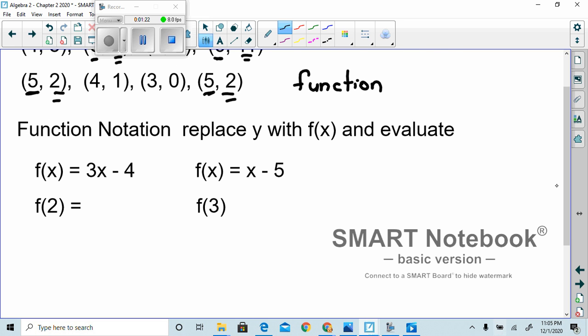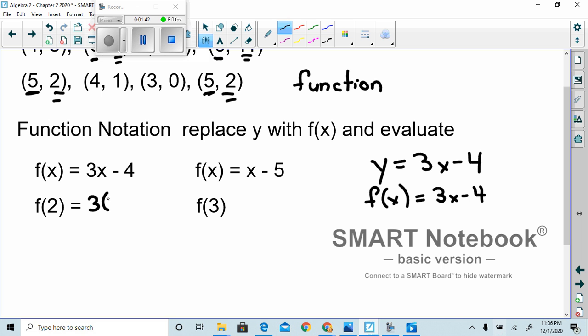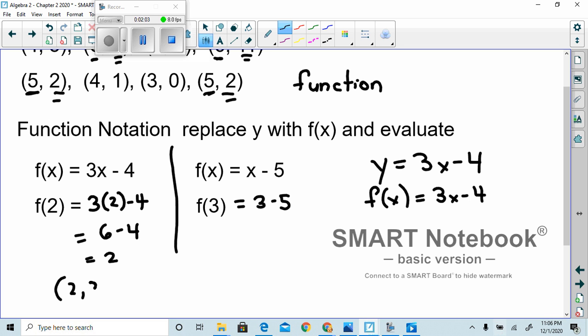We then went into something called function notation, where we replaced y with f of x. So if we had an equation originally that looked like this, and we took y out and replaced it, we had function notation, and now we're going to evaluate at a given point. So we're going to evaluate at 2. We're looking at a second function, and this is the rule. When we look at the rule here, we're going to replace and simplify. So when x is equal to 2, I'm going to get 6 minus 4. So when I input 2, my output was 2.